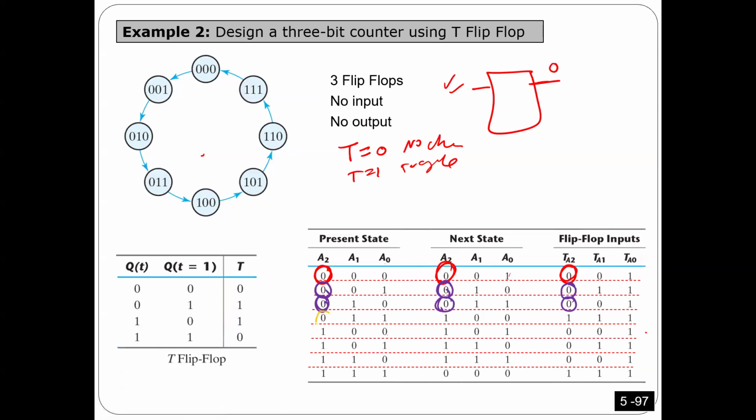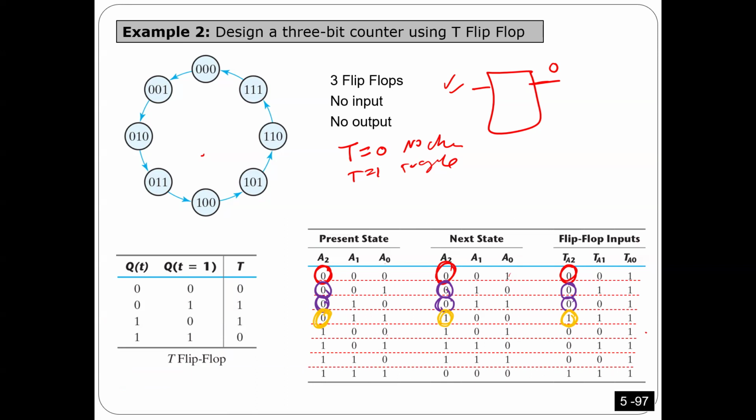Look here, guys. Now here I have 0, but next time I need to get 1. So in this case, TA has to be 1. I have to design a combinational circuit so that in this case it puts 1. This is the main idea. That's exactly what I will do.